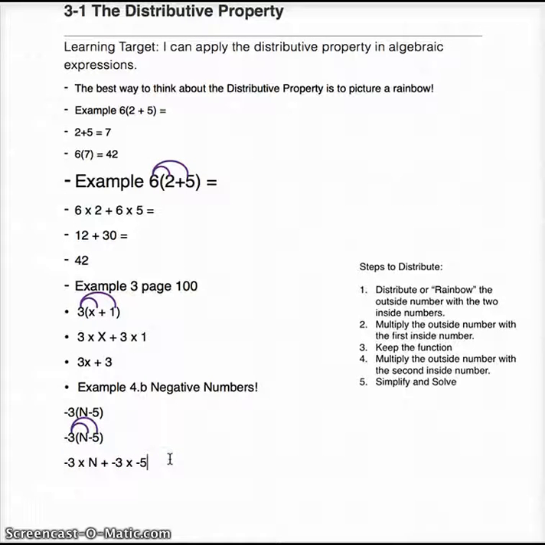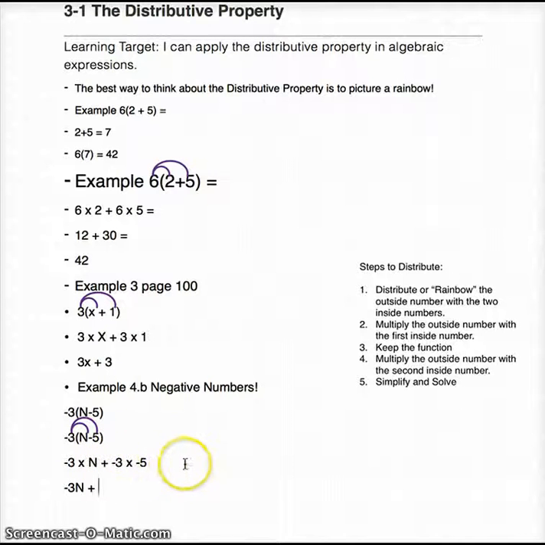Okay, now the fourth step is to just multiply these two together and simplify and solve. So we've got a -3 times an n. Any negative number times a positive number is still a negative number. So -3n would be how those two numbers go together. We're going to keep that addition sign right there. And then -3 times a -5. If you have 2 negatives, they make a positive. So 2 negatives, when you're multiplying, make a positive.